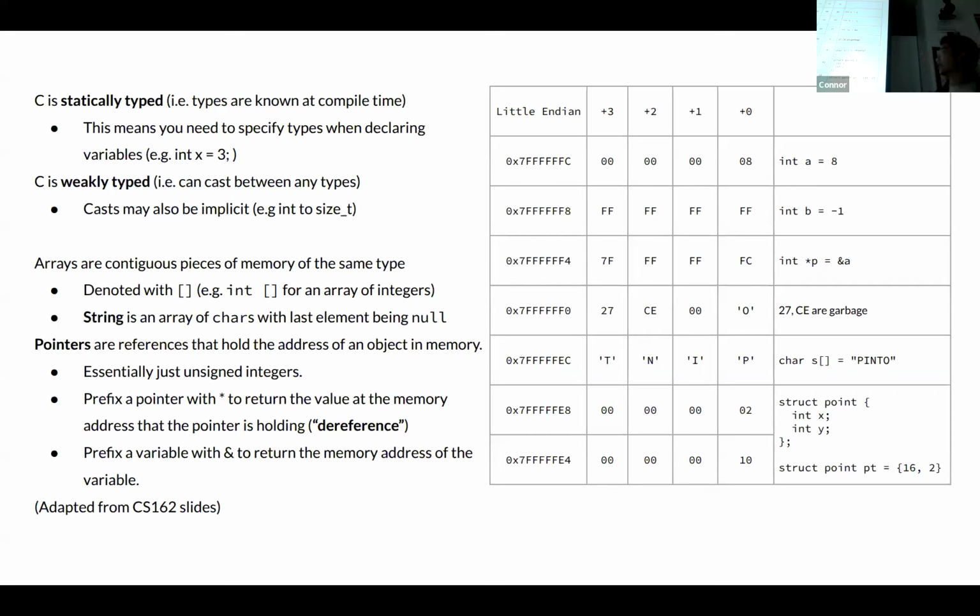Yes, correct. The difference is that because a character is a single byte, if this is a character pointer, it'll go here and then only look at this single byte. But the pointer itself takes up 4 bytes because it's the location in memory.